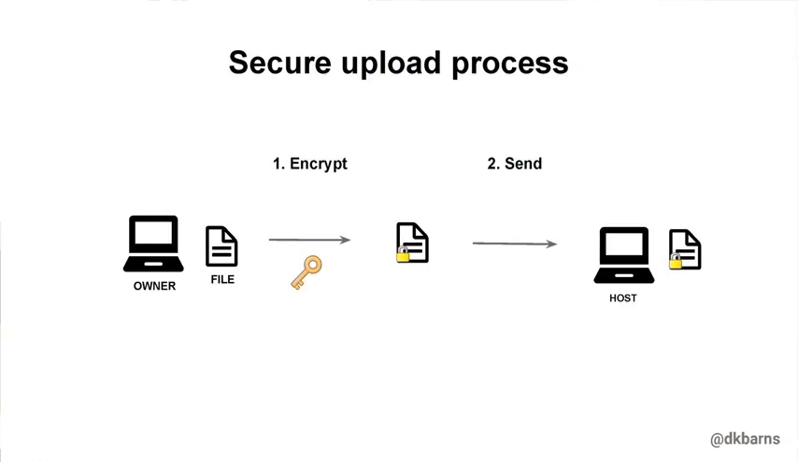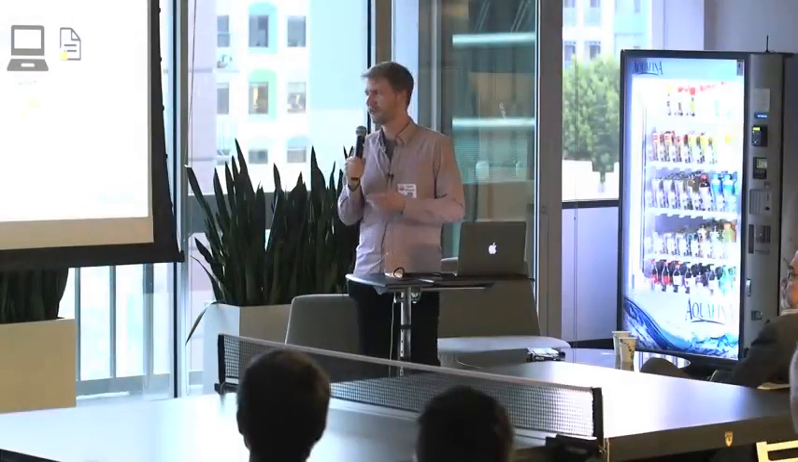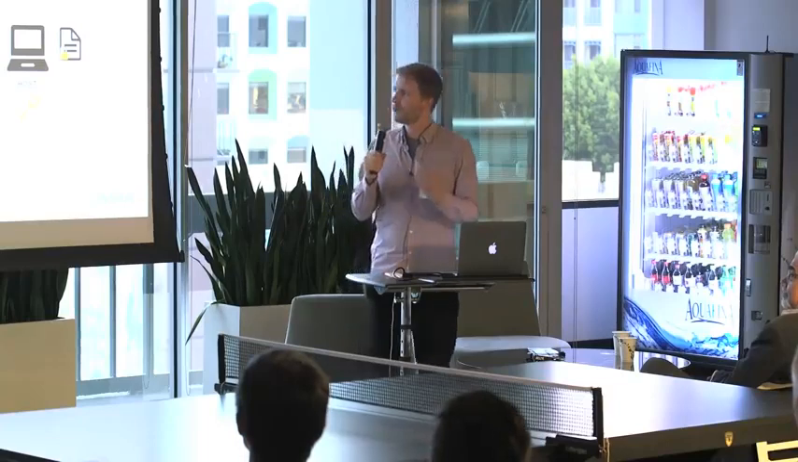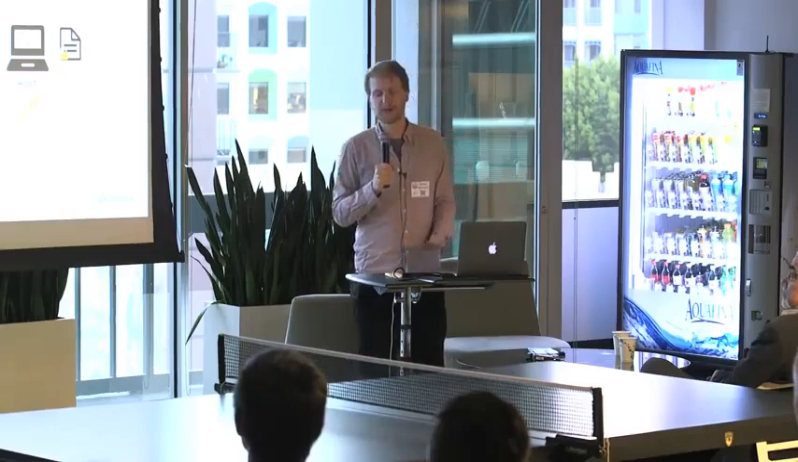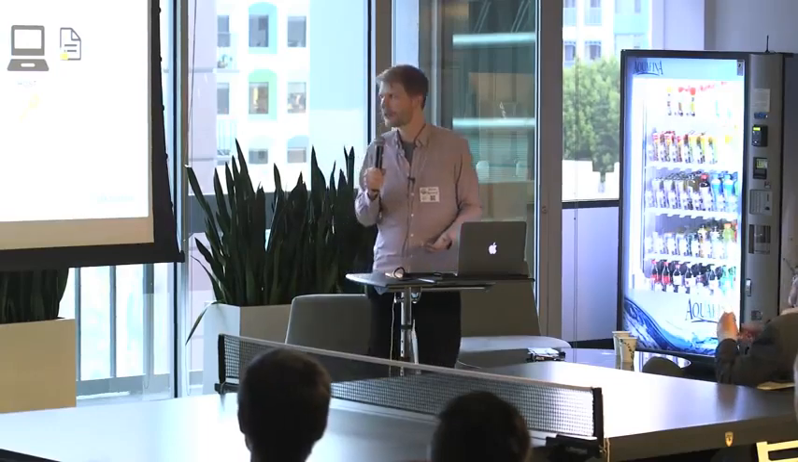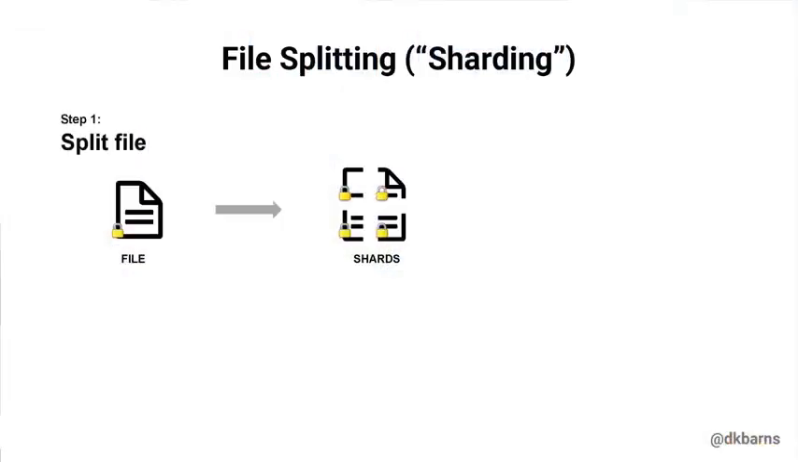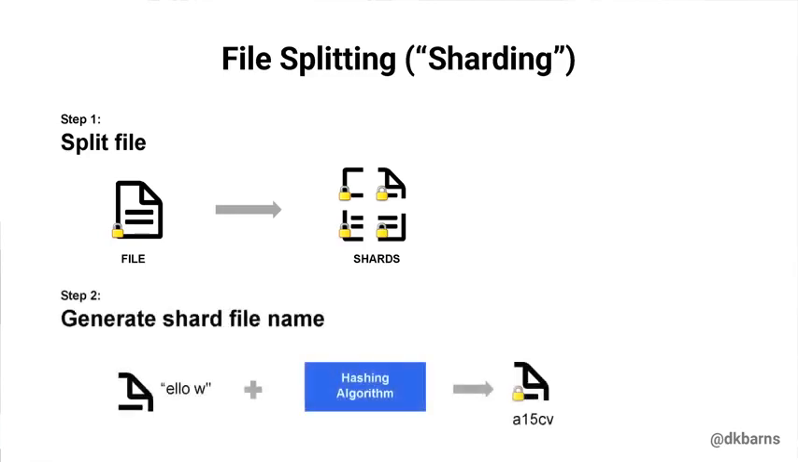Next, we want to think about extra failure, right? Because it's kind of risky to give files to random strangers. So what if a host actually gets access to our key? How do we respond to that potential eventuality? Well, file sharding is going to be our answer to that. It starts off by splitting up a file into smaller pieces, and then we give each shard a unique name based on the hash of the contents of that shard.